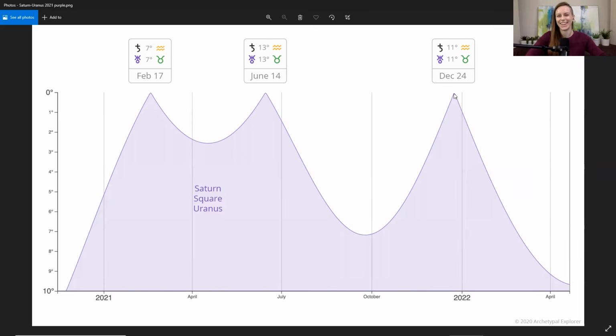Right. So that's another way that you might visualize exact aspects versus aspects that are moving together, that are applying or separating, in these waves of intensity, in some sense. Yeah. So thanks to Kyle for that from Archetypal Explorer. And I think that's basically it in terms of the use of aspects in those 4 major areas.